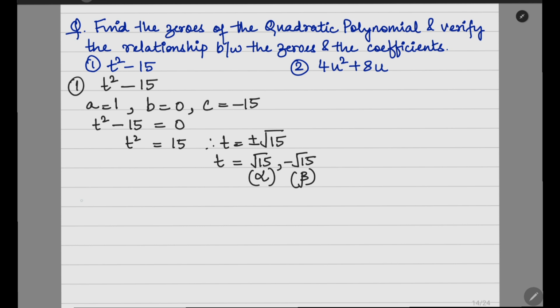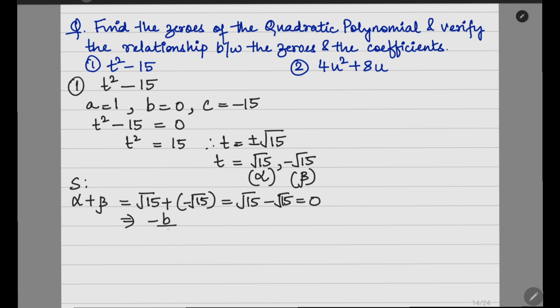Now let us calculate what is alpha plus beta. That is the sum. So it is root 15 plus minus root 15, which is nothing but root 15 minus root 15, which is equal to 0. And this should be equal to minus b by a. What is minus b? It is nothing but 0, right? You don't have any value.